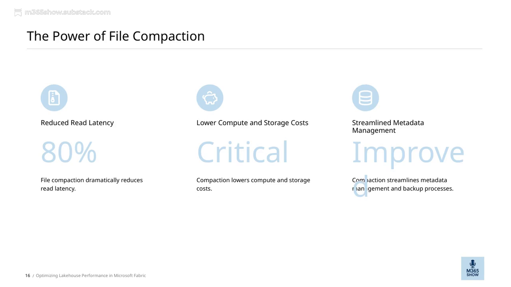Additionally, compaction helps lower both compute and storage costs. By reducing the amount of data that needs to be processed and stored, we can achieve considerable savings. And perhaps most importantly, it dramatically reduces read latency. This is crucial because faster data access means quicker insights and more responsive applications. In fact, file compaction can cut read latency by as much as 80%, which is a game changer for performance. Overall, this process aligns perfectly with our goal of creating a more efficient, cost-effective, and high-performing Lakehouse environment.